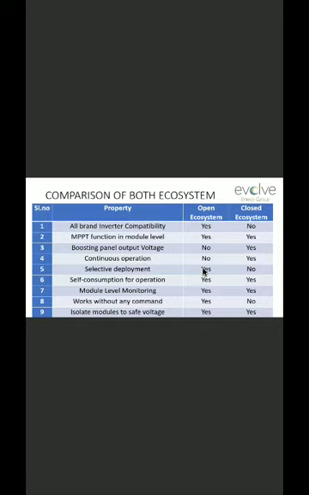Isolate module to a safe voltage. When it isolates modules to a safe voltage, that is a question, and we have forthcoming slides for that. But it will isolate modules to the safe voltage. What is isolating modules to the safe voltage? The output of the optimizers will be zero. Even though your panel is able to deliver 40 volt, 45 volt, the output of the optimizer is zero. That is what brings it down to a safe voltage. How it can be achieved we can see in the forthcoming slide.